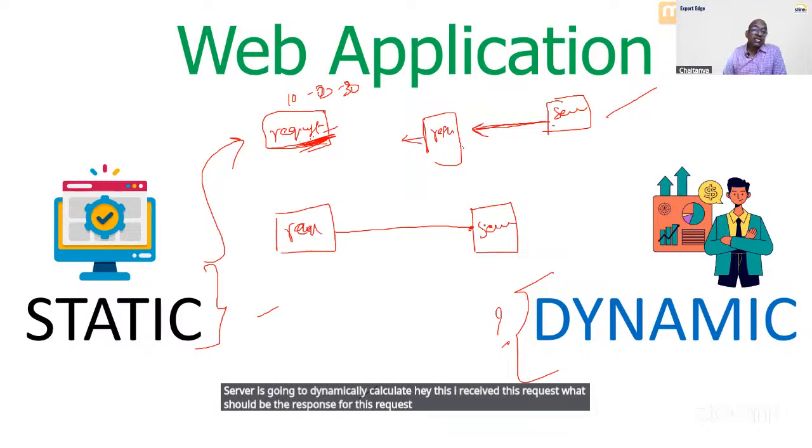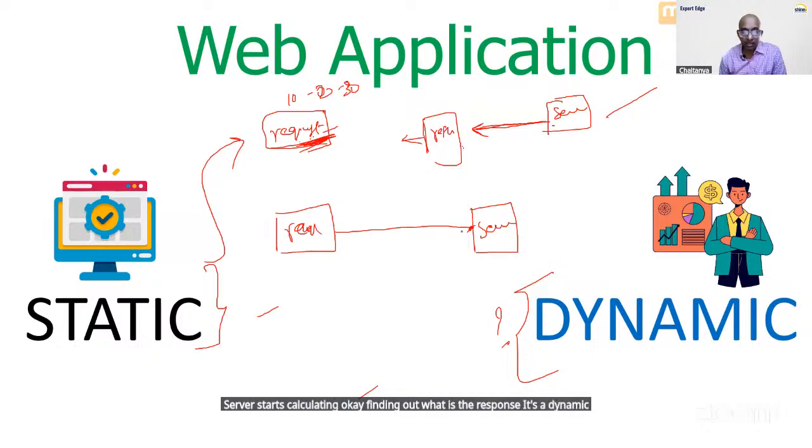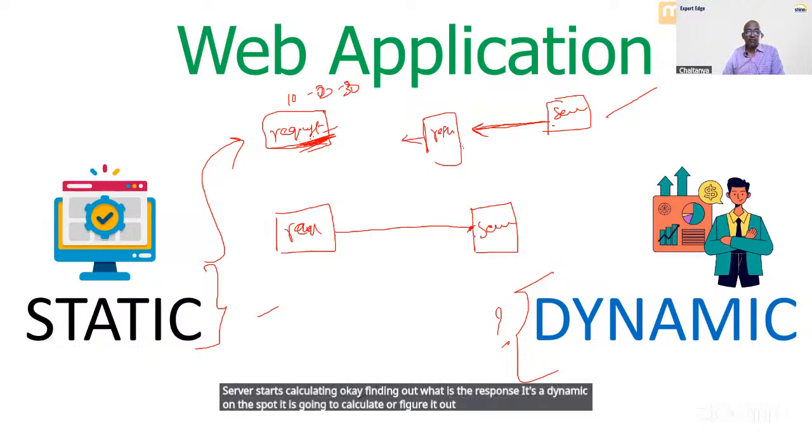Once the server receives the request, the server starts calculating, finding out what the response is. It's dynamic. On the spot, it is going to calculate or figure out what the response is, and then the server sends the response to the client.